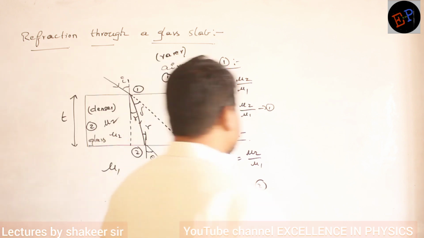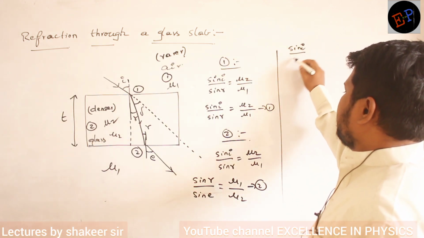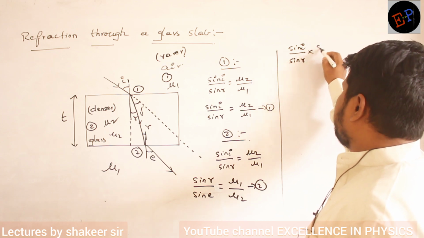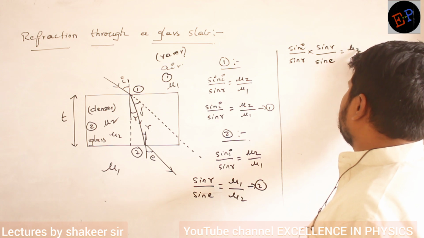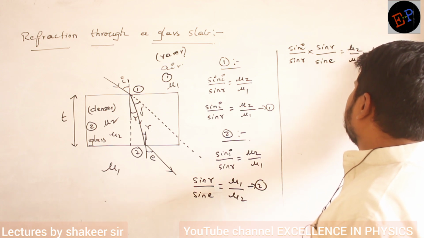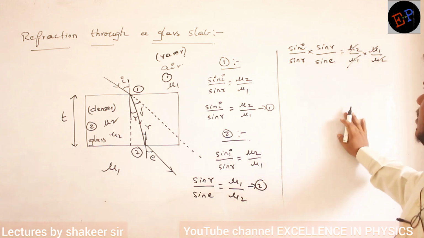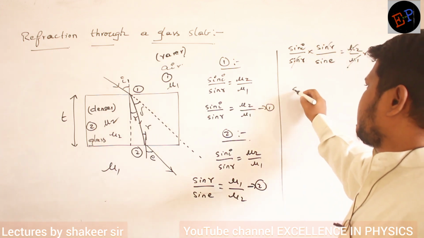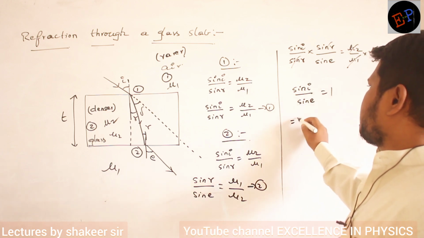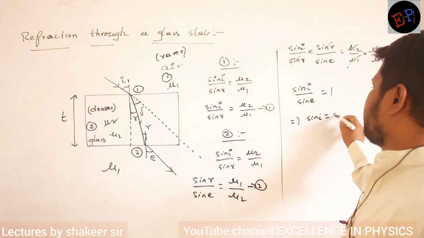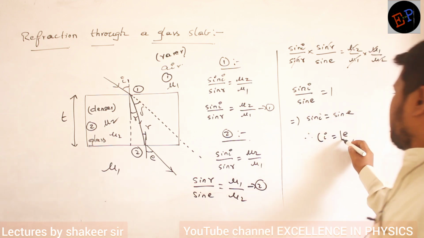So therefore let us write here: sin i divided by sin r multiplied by sin r divided by sin e is equal to mu2 divided by mu1 multiplied by mu1 divided by mu2. So this one and this one will get cancelled, this and this also will get cancelled. So I will get sin i divided by sin e is equal to 1. Therefore sin i is equal to sin e, so angle of incidence is equal to angle of emergence.